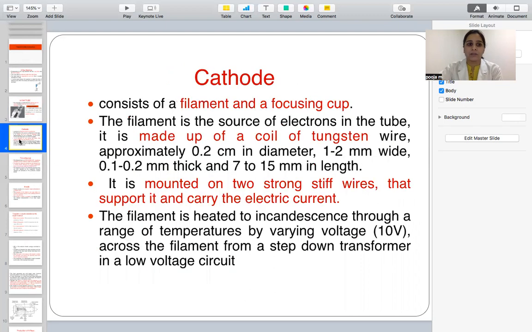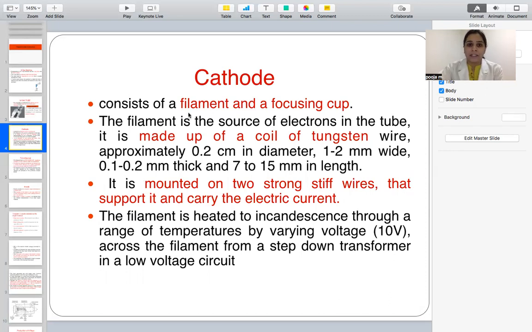Now coming to the details of the cathode. The cathode contains a filament and a focusing cup. The filament is the main source of electrons within the tube. It is made up of tungsten wire, which is about 0.2 centimeter in diameter, 1 to 2 mm wide, and 0.1 to 0.2 mm thick. Its length is 7 to 15 mm.